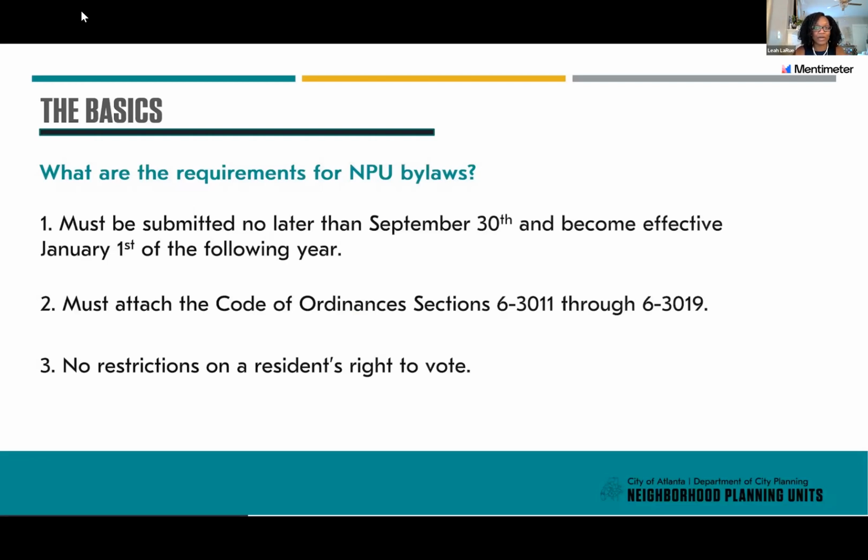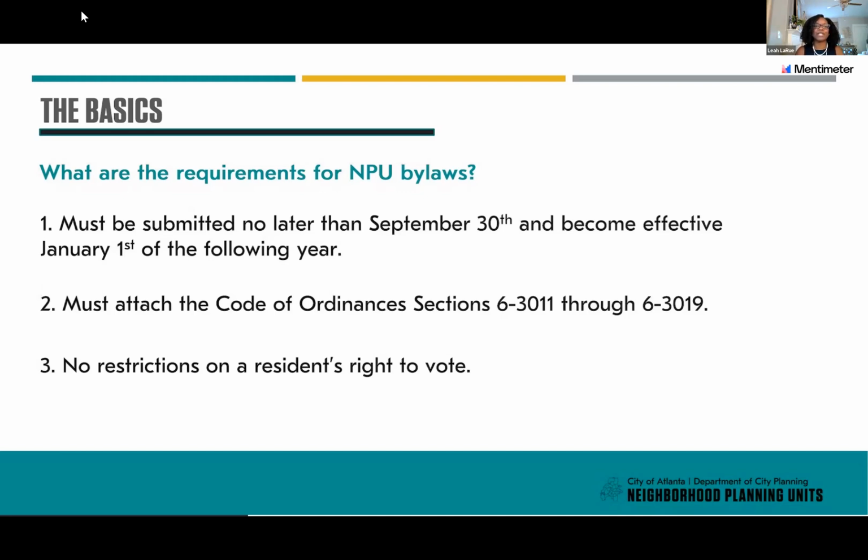So what are the requirements for NPU bylaws? I know those of you that have been around for a while already know this. They must be submitted no later than September 30th, and they become effective January 1st of the following year. This is in the code. Also, in the code, you must attach the Code of Ordinances, sections 6-3011 through 6-3019 to the bylaws when you submit them to the city.